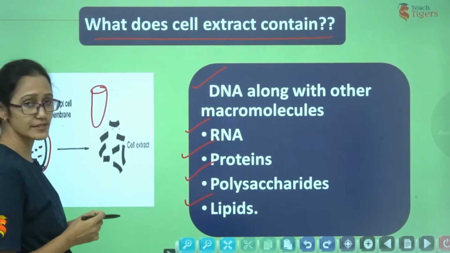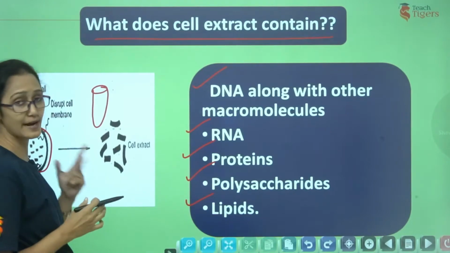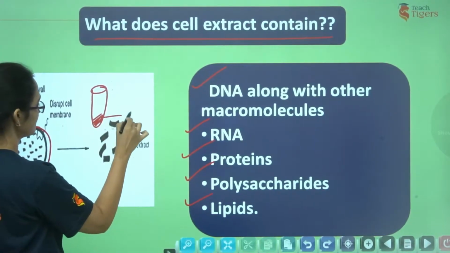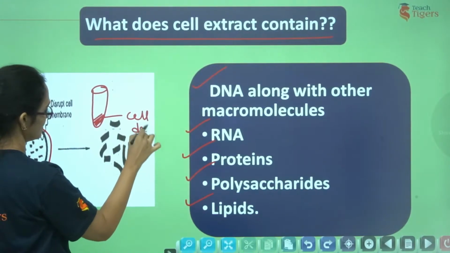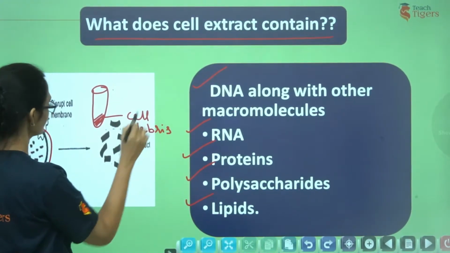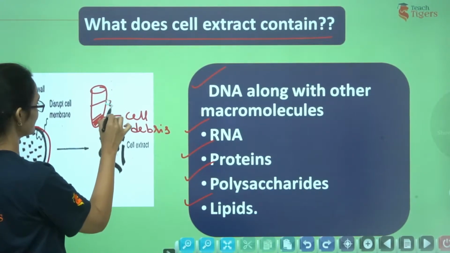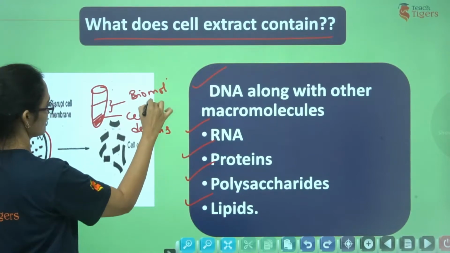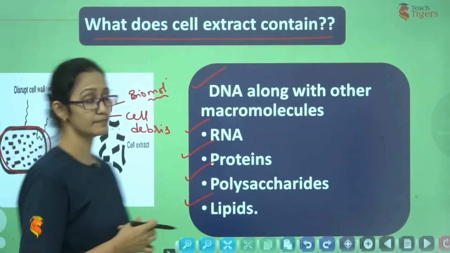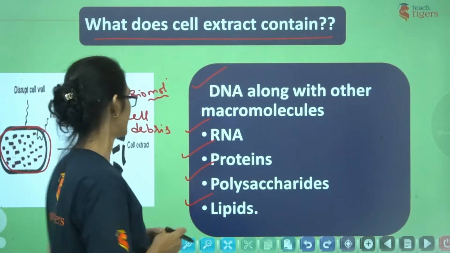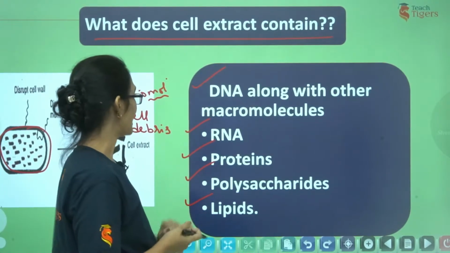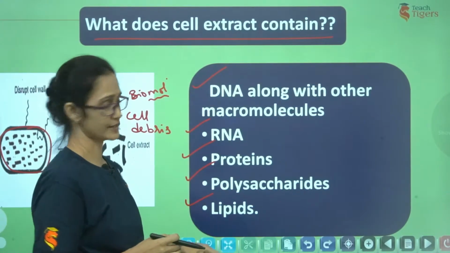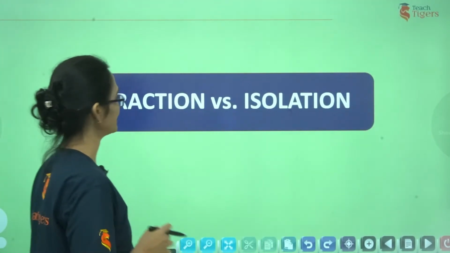Once you break the cell, the extract consists of two parts majorly. One part is the cellular debris, containing the broken membranes, and the rest of it, the liquid phase, will contain the biomolecules of lesser molecular mass. Now, our task is to isolate the DNA in its purest form from this cell extract. Let us see what we have to do.